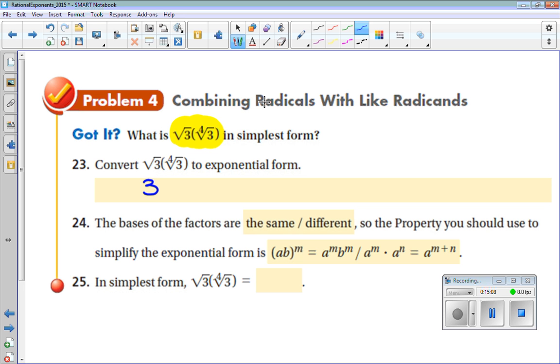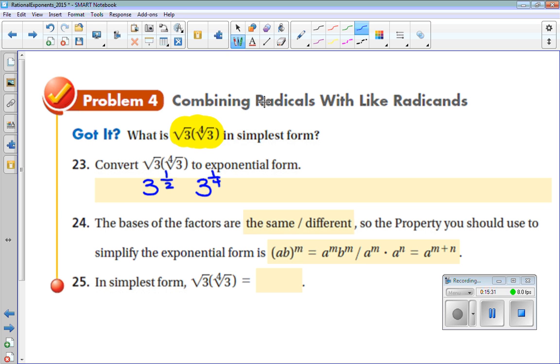1/2. Remember that? It's a fraction. So the denominator, the index, is 2, it's 3 to the first power. So 3 to the 1/2 is the square root of 3. What's the fourth root of 3? 3 to the what power? 1/4. Very good. Any questions about where I got those fractions from?